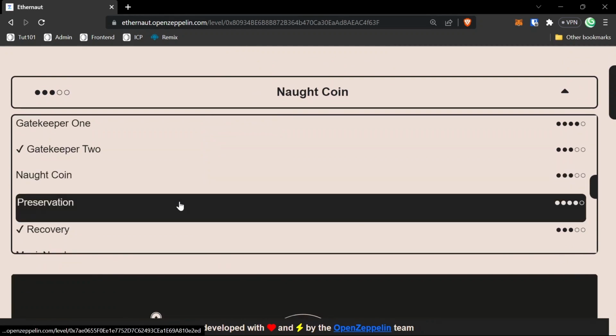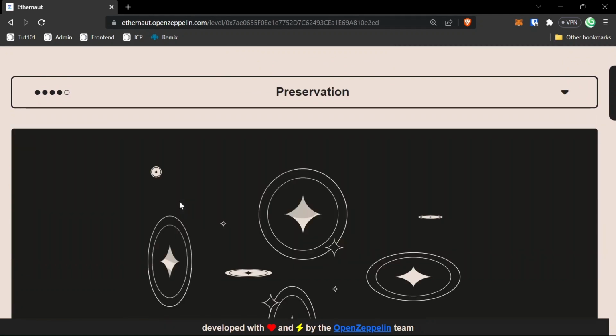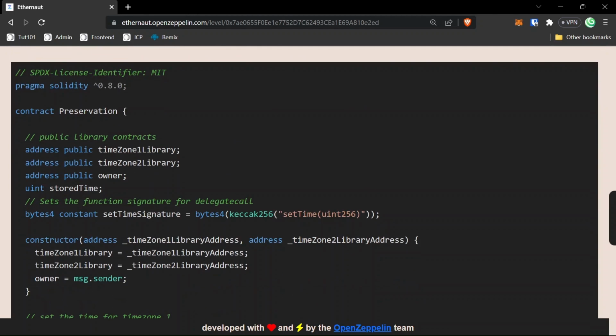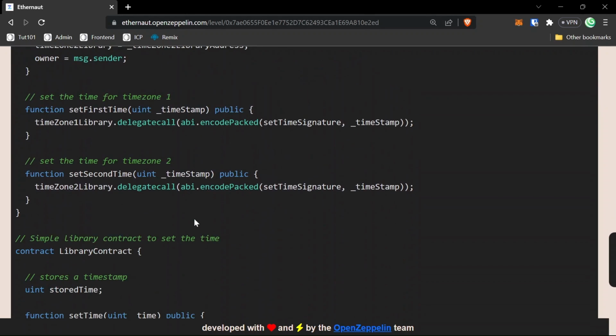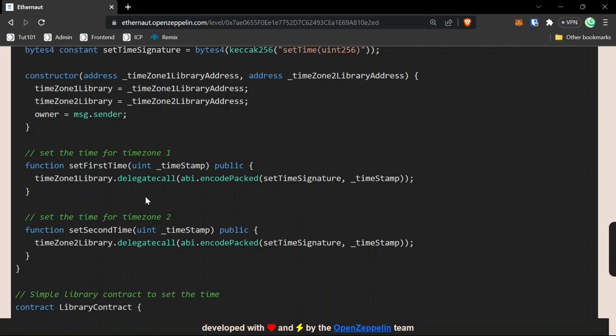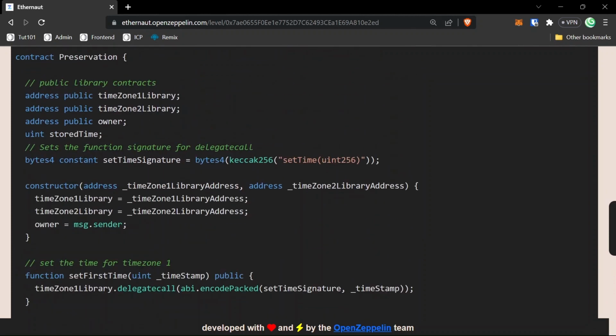Next is going to be Preservation. Preservation is also similar to the previous level where we use the delegate call. Here is also a proxy pattern. Here we have two contracts, and the major learning we have here is how the alignment of the storage slots is going to affect us.